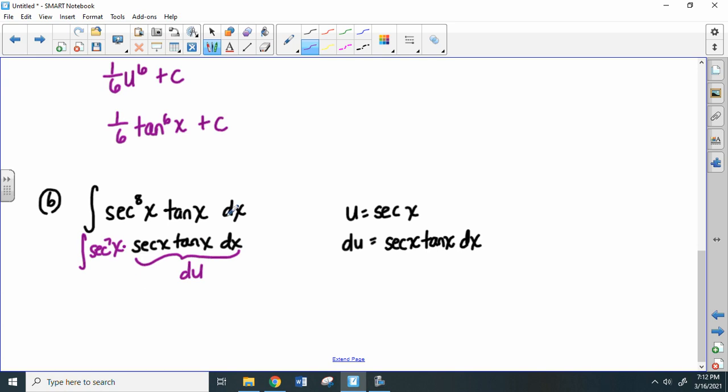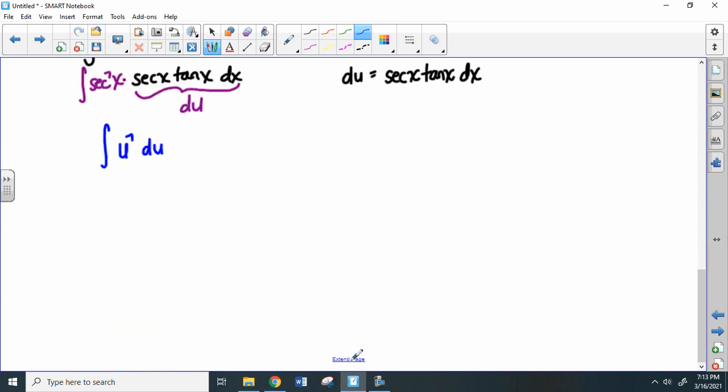And so when I change this into u substitution, secant of x is my u, and that's raised to the 7th, and everything else is du. That's a lot less complicated to work with than trig functions. So we add a power, we divide by the new power, and we add c. And then last but not least, you do need to go back and plug u back in.